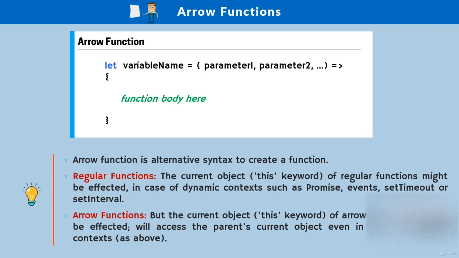But in case of arrow functions, the this keyword always refers to the parent object. That means it always refers to the global object, which is empty by default. Let us understand the same difference practically.